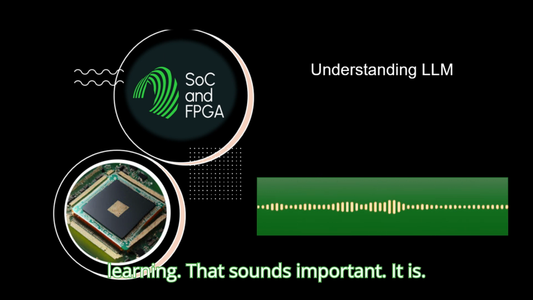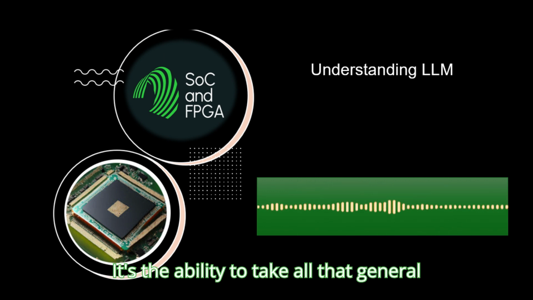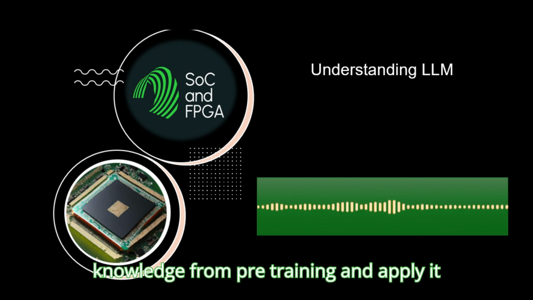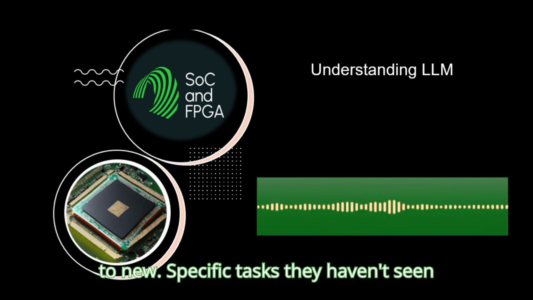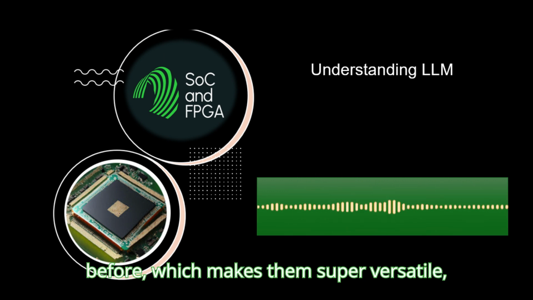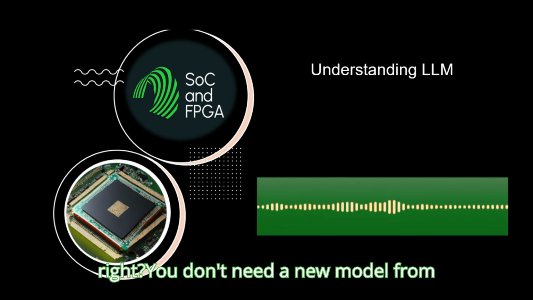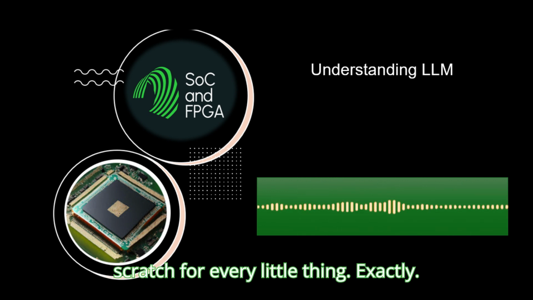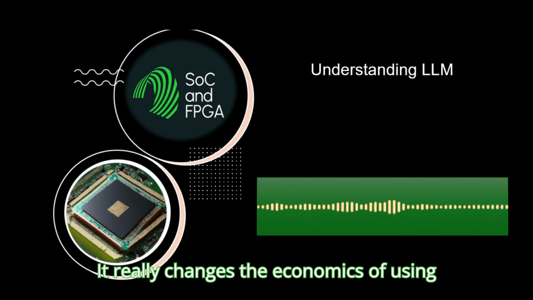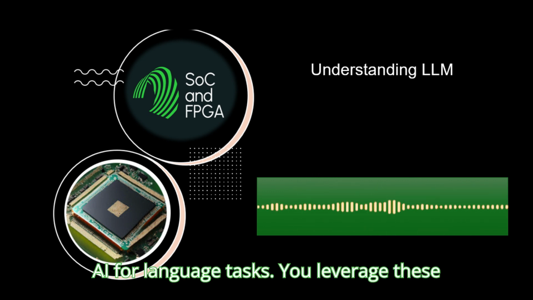Then there's transfer learning. That sounds important. It is. It's the ability to take all that general knowledge from pre-training and apply it to new, specific tasks they haven't seen before. Which makes them super versatile, right? You don't need a new model from scratch for every little thing. Exactly. It really changes the economics of using AI for language tasks. You leverage these big general models.